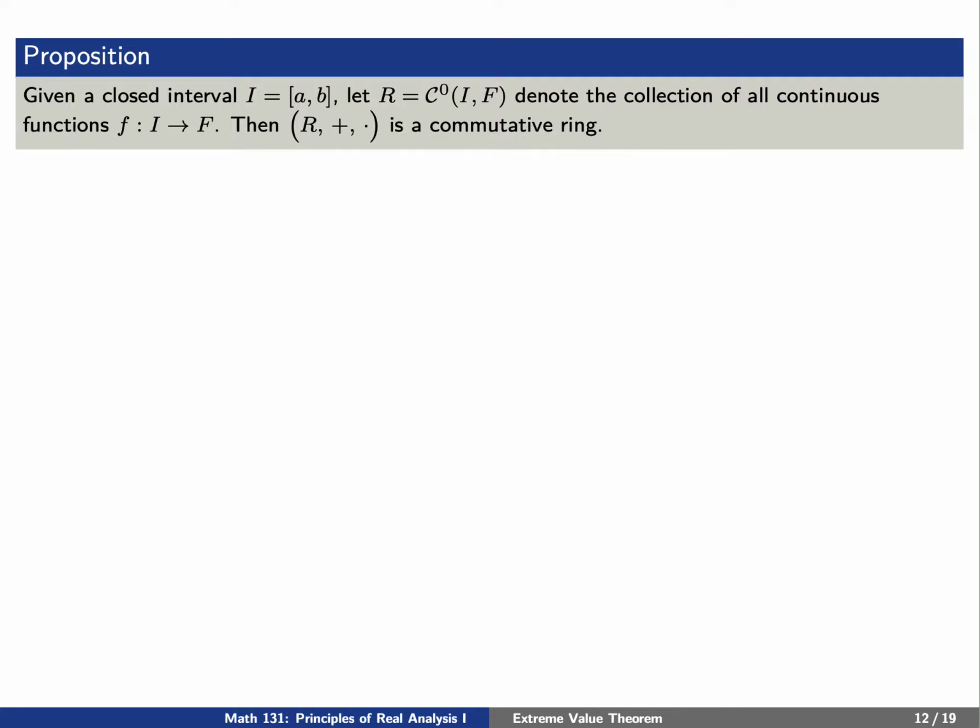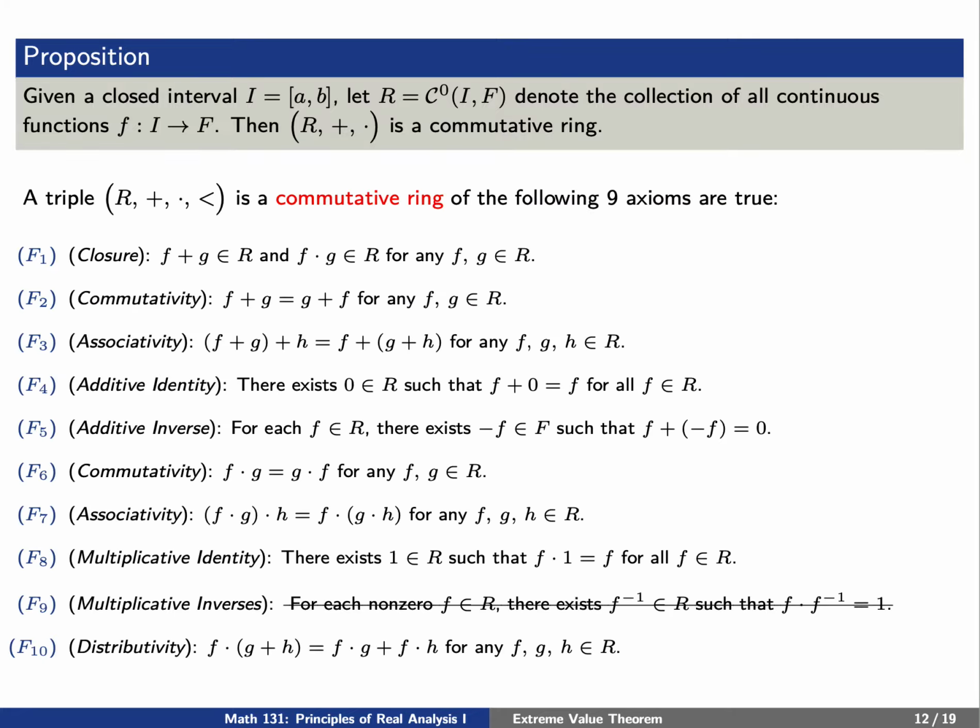Putting all of this together, let's denote this funny symbol C superscript 0, I comma F, to be the collection of all continuous functions f from a closed interval I to our complete ordered field F. This we call R. We've actually shown that R is a commutative ring. A commutative ring is just a fancy phrase for saying that the following 9 axioms are true. Essentially, we've already shown axioms F2 and F8.